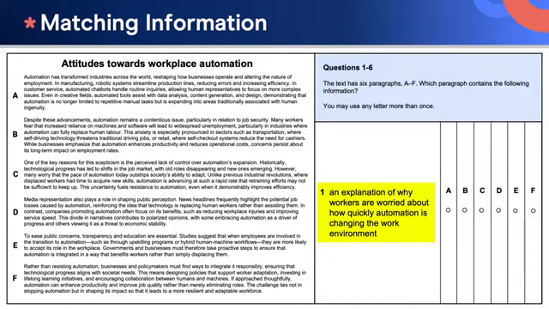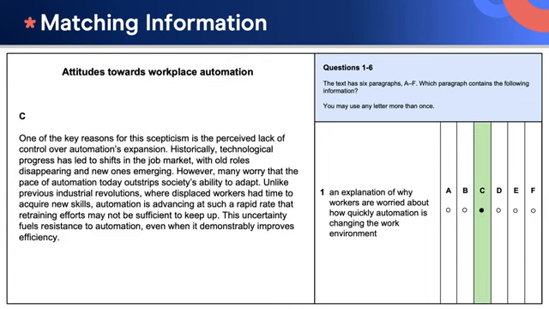Okay, well done. You've just finished the matching information questions. Let's take a look at the answers. Question 1 asks to find an explanation of why workers are concerned about how quickly automation is changing work environments. Remember that it helps to look for synonyms or paraphrasing, that is, saying the same thing in a different way. For this question, the key words here are workers, concerned, and quickly. The correct answer is paragraph C.